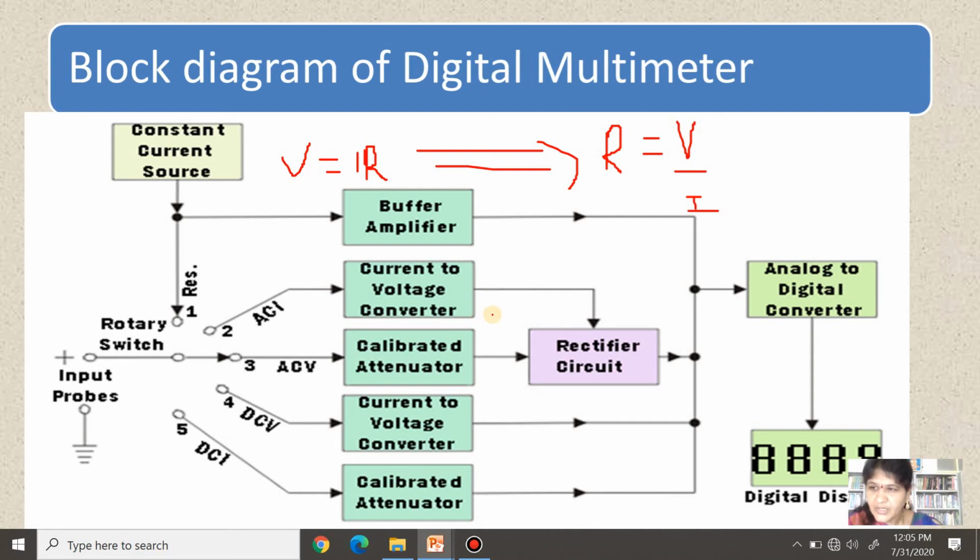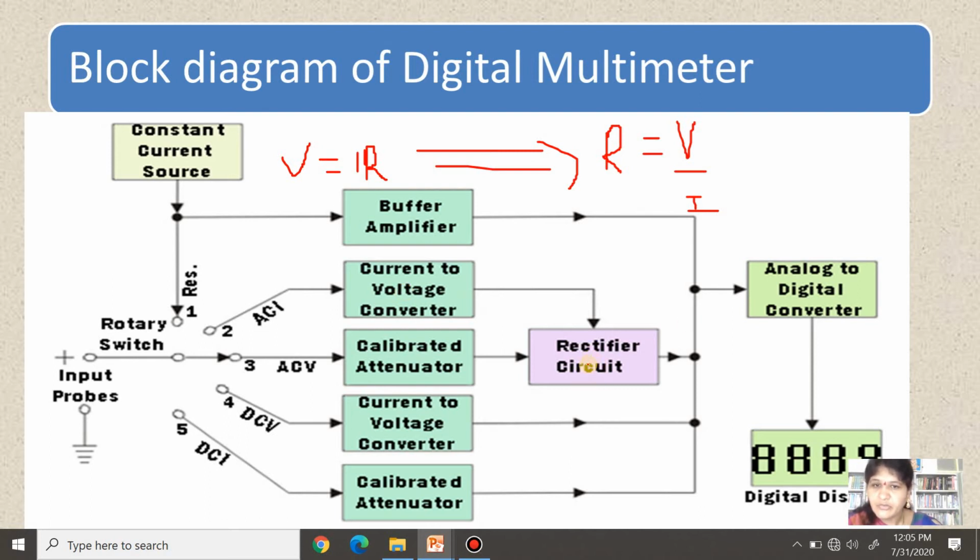Now let's see the function of the various elements in the block diagram. Current is converted into voltage by passing through a low shunt resistor, so here we have the current to voltage converter. Then if you want to convert AC quantities into DC quantities, we have the various rectifiers and filtering circuits.